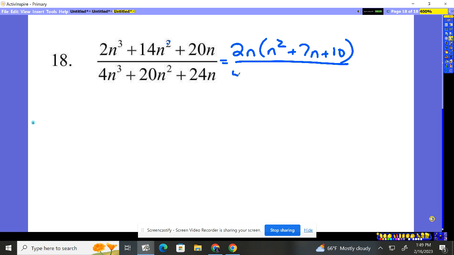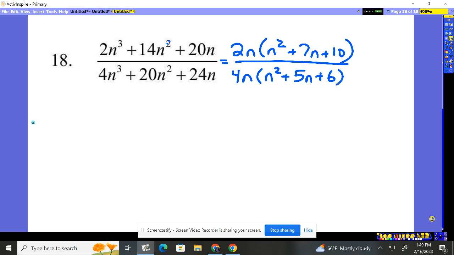In the bottom, a 4 is going to come out, and an n is going to also. What are we left behind with? We're left with an n squared plus 4 times 5 will give me the 20, and I have an n because n times n is n squared. And then finally a 6. So all we did is we factored out.